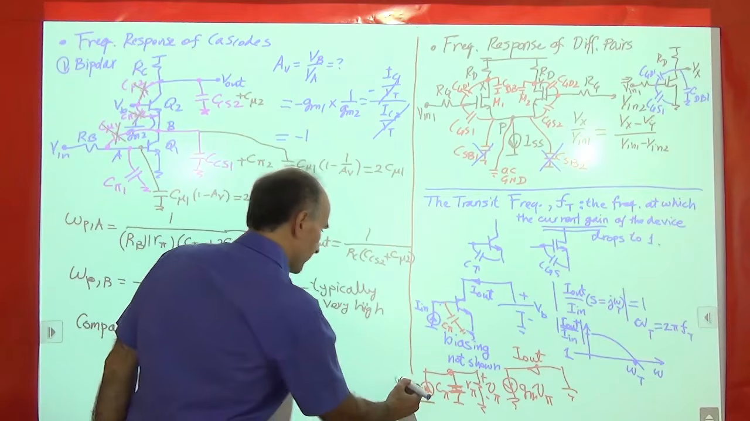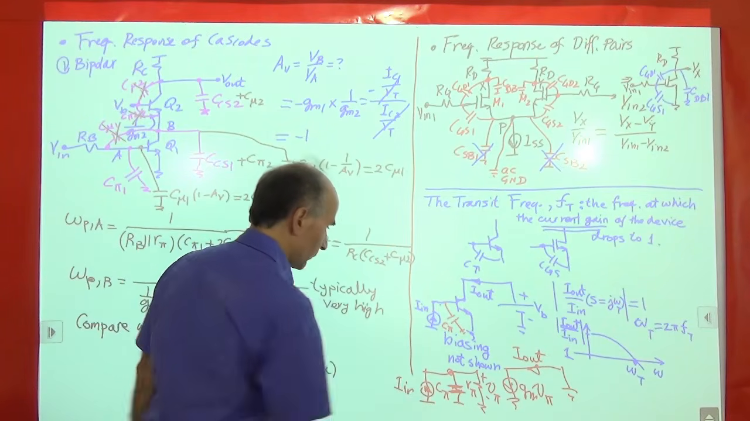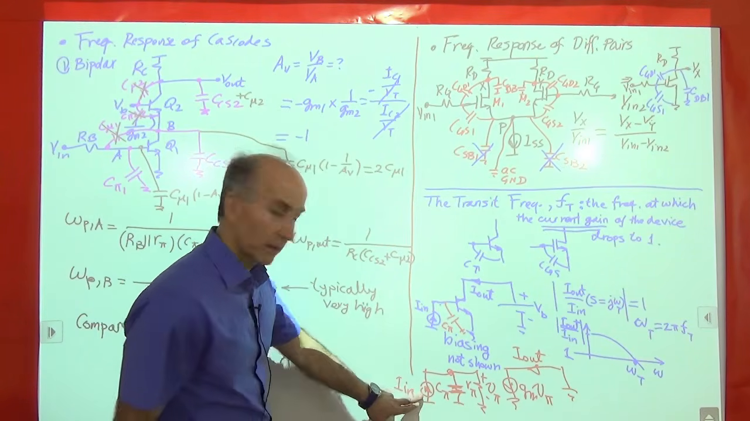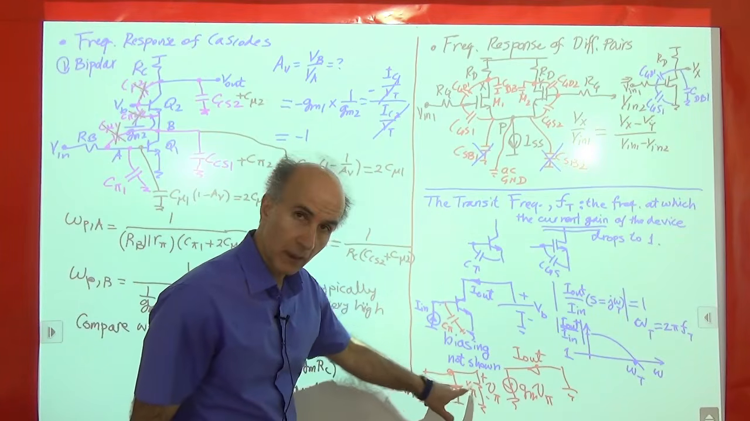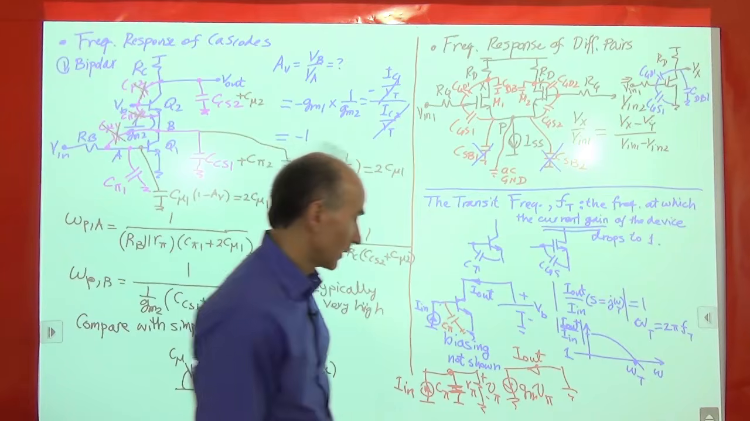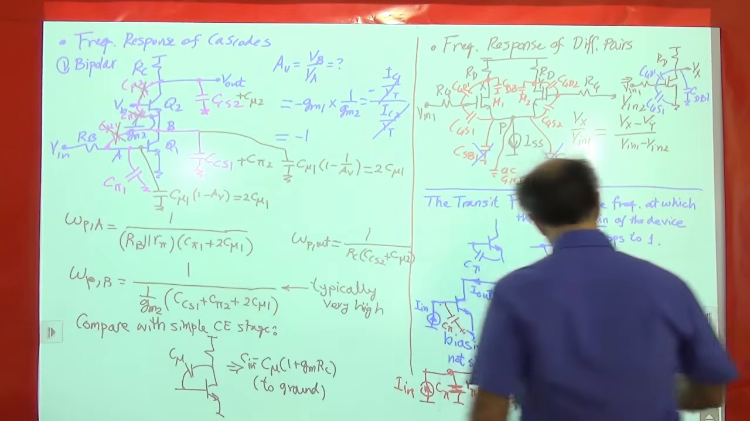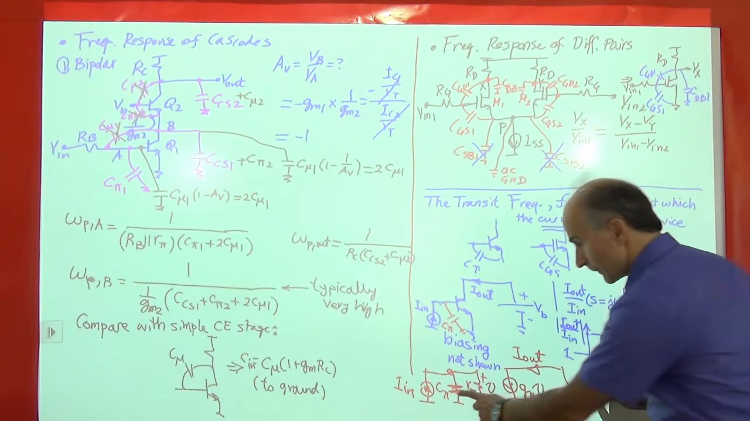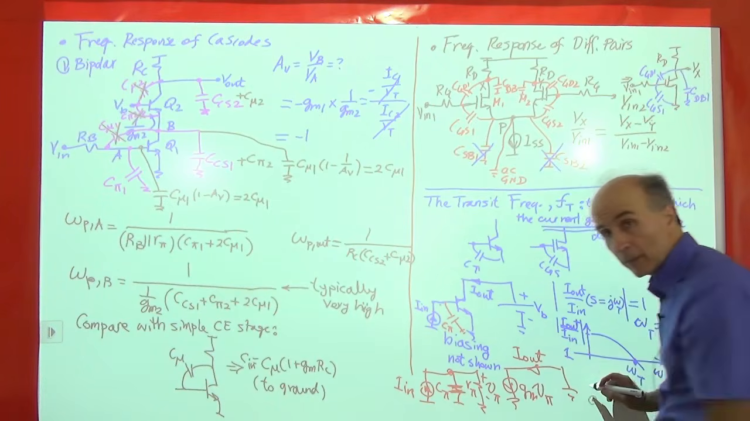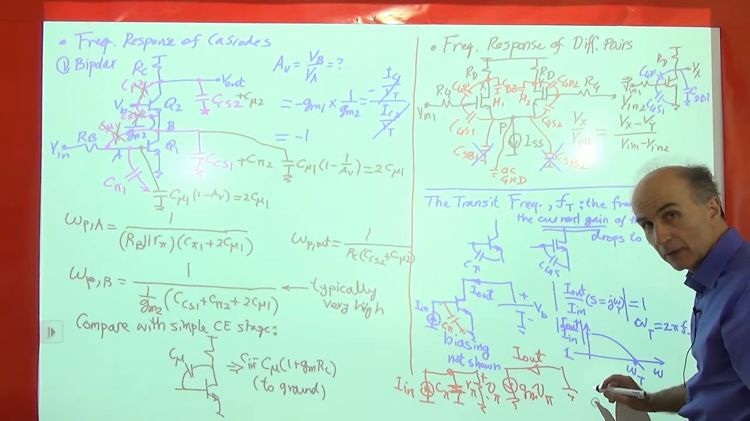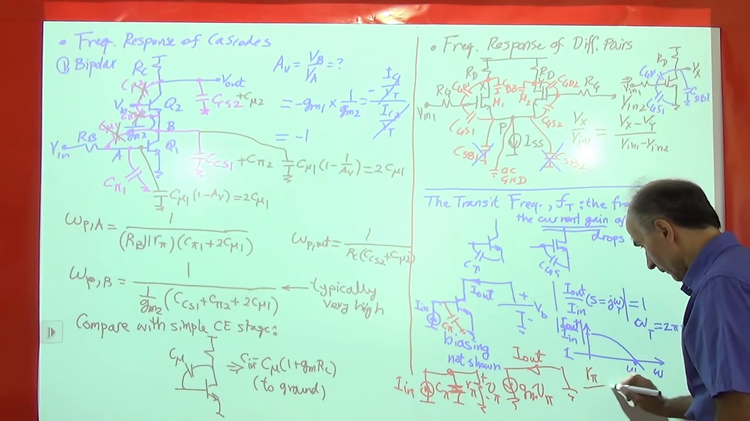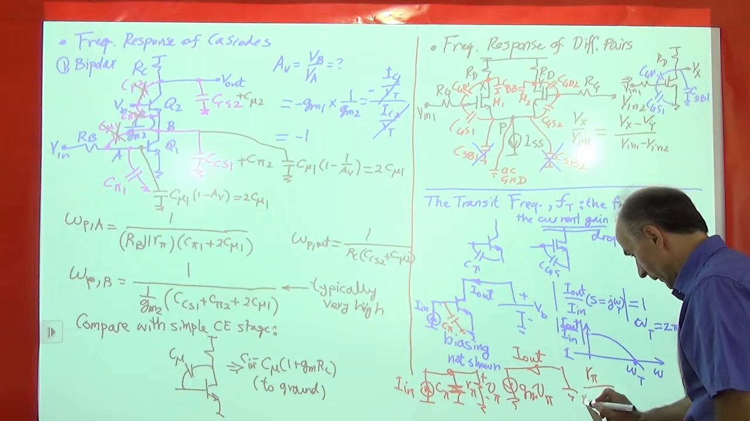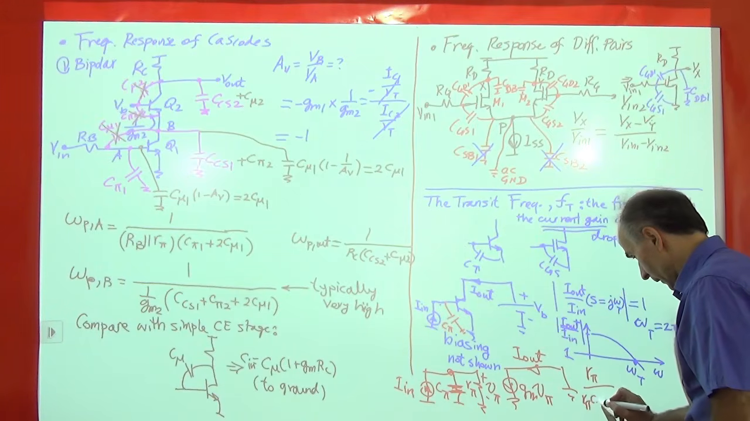Okay, how much is V pi? V pi is this current multiplied by this impedance, a resistor in parallel with a capacitor. So V pi would be equal to, how do you write the parallel combination of a resistor and a capacitor? Should be pretty easy. Here's what we get: R pi divided by (R pi C pi s plus 1).